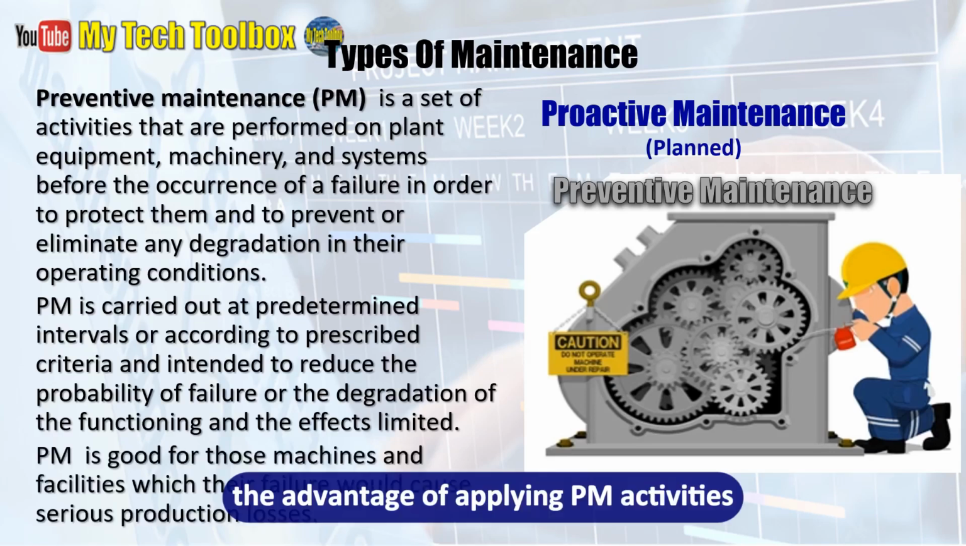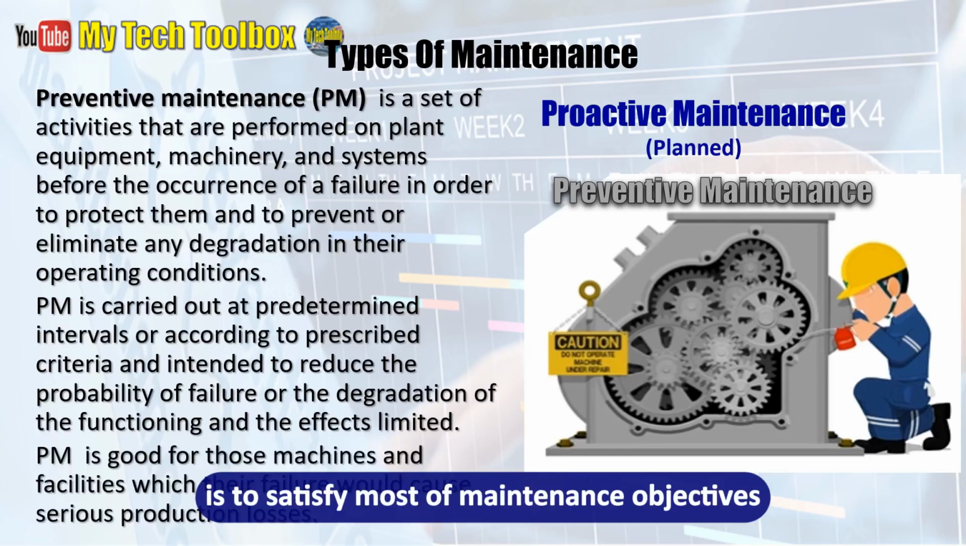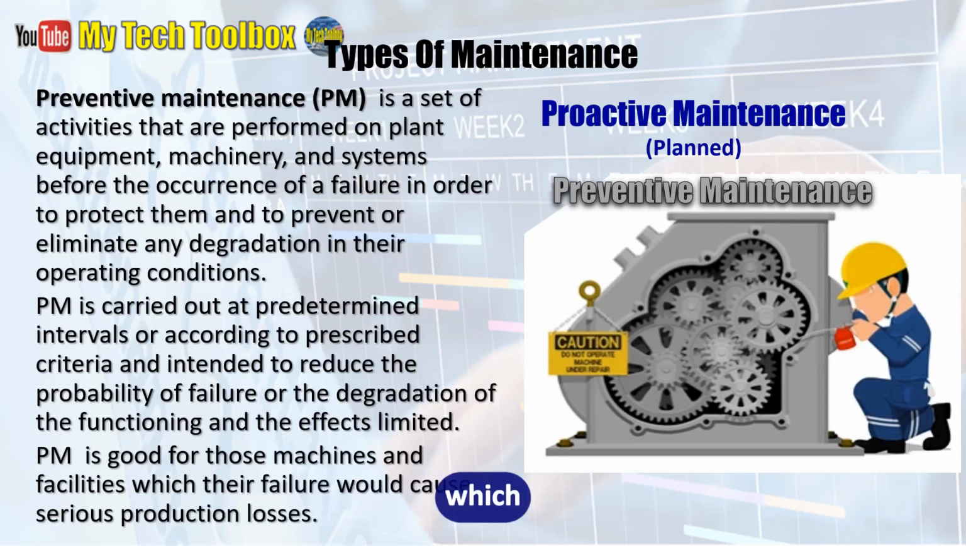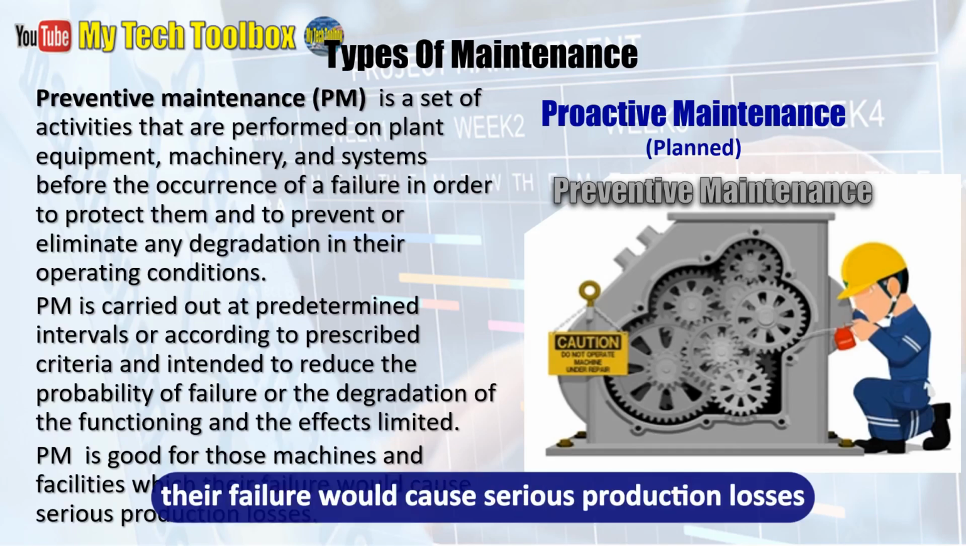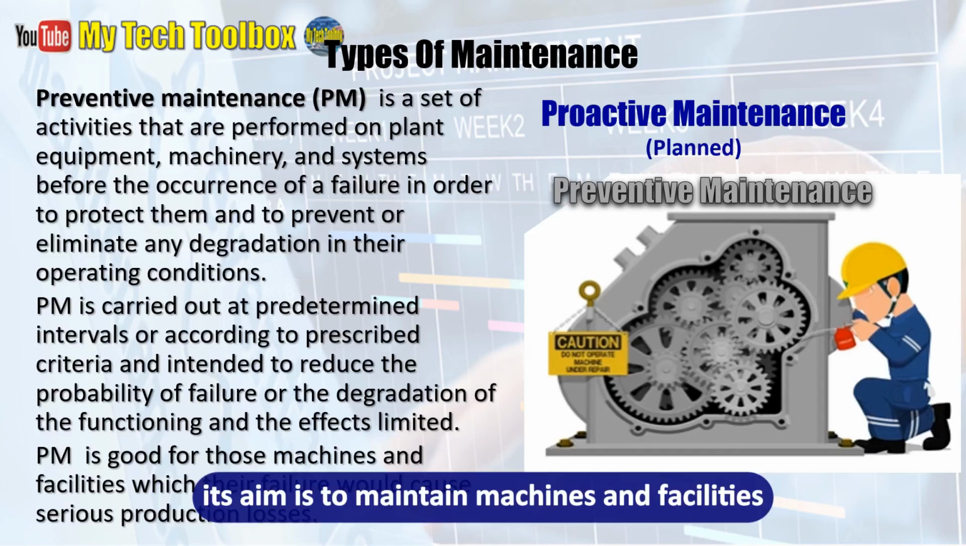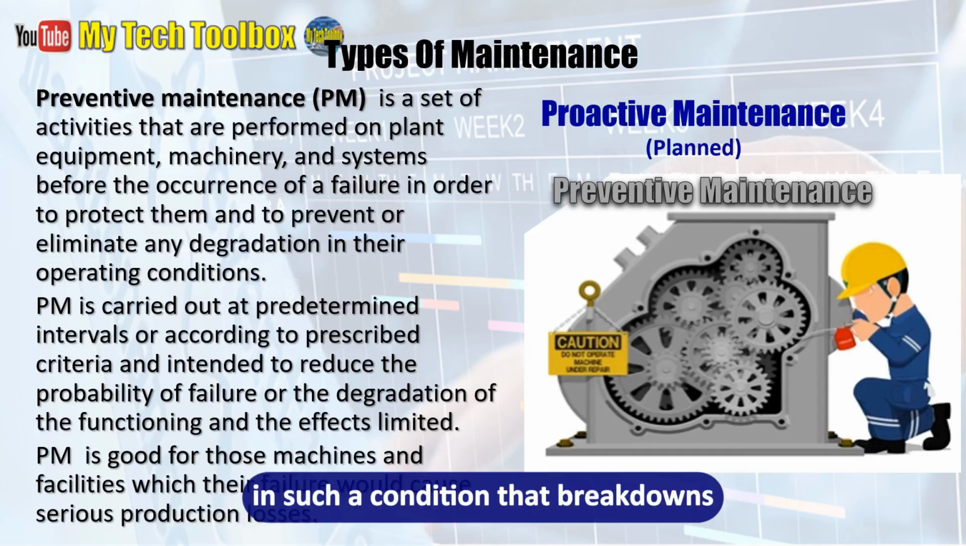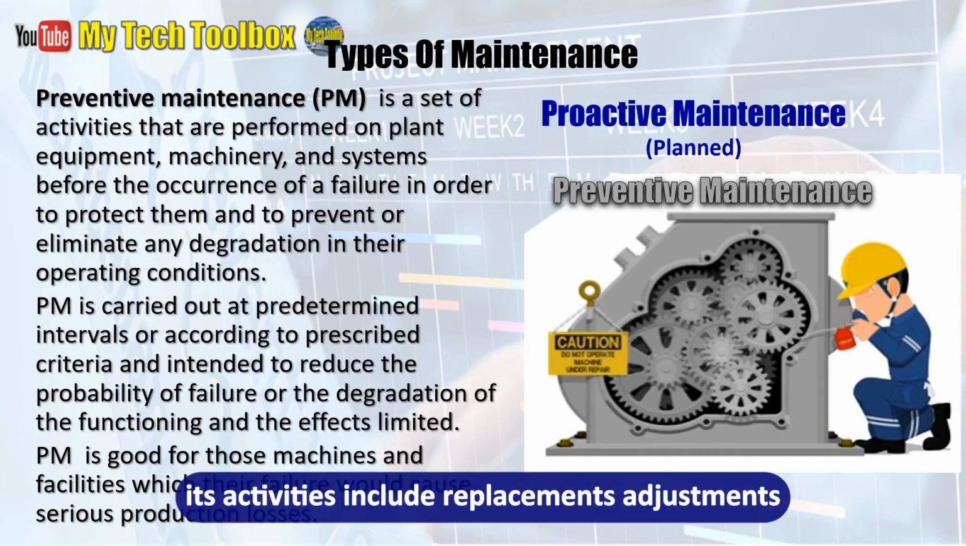The advantage of applying PM activities is to satisfy most of the maintenance objectives. It is good for those machines and facilities whose failure would cause serious production losses. Its aim is to maintain machines and facilities in such a condition that breakdowns and emergency repairs are minimized. Its activities include replacements, adjustments, major overhauls, inspections, and lubrications.